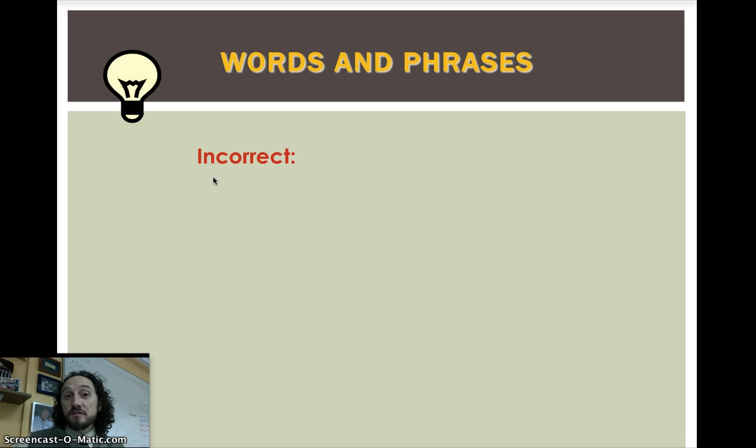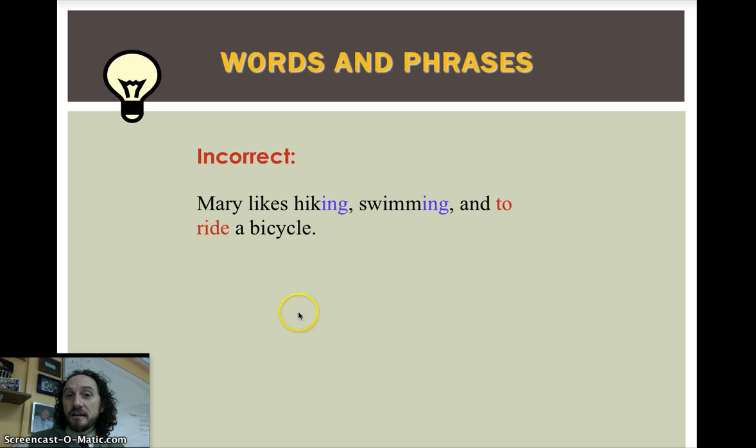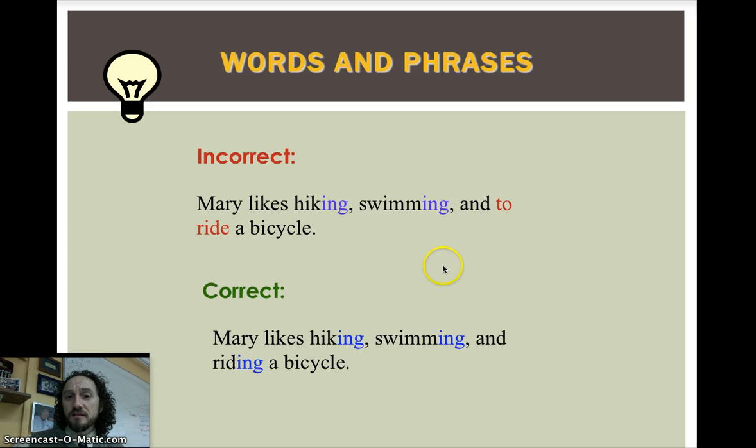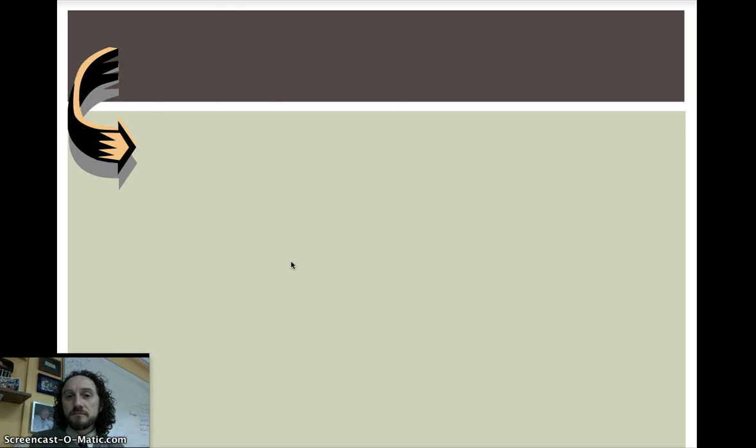Words and phrases. Incorrect would be: Mary likes hiking, she likes swimming, and to ride a bicycle. We have -ing, and then to ride. So we take the participle: hiking, swimming, and riding a bicycle, as opposed to ride a bicycle, and it's easily corrected. Look at another example.